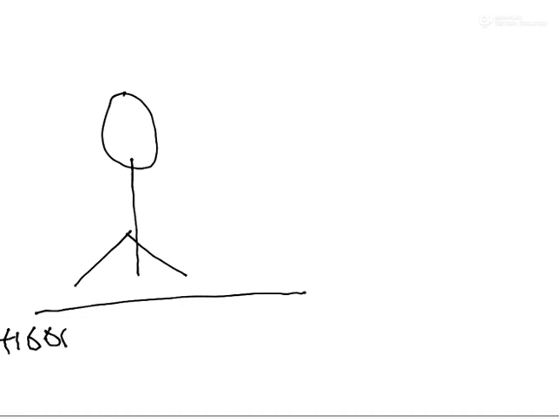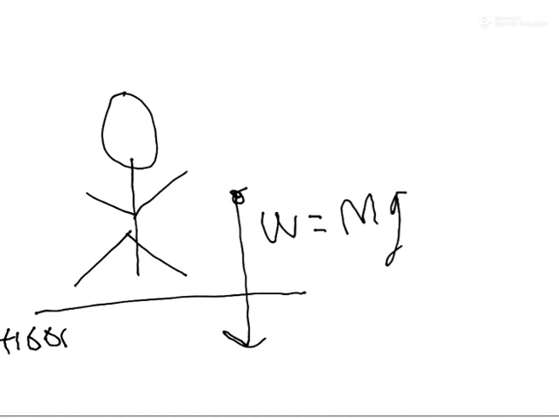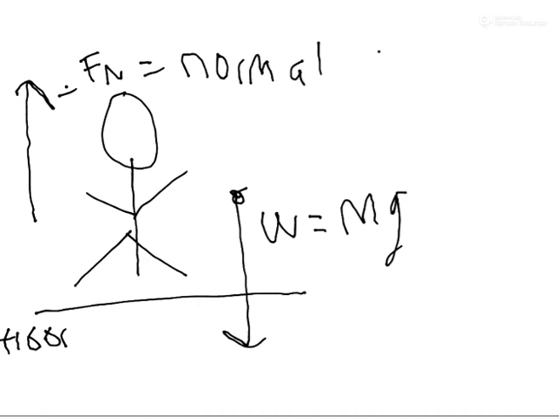So somebody is standing on the floor right here. Well, the forces that are acting are their weight. So the weight, W equals mg, is pulling them towards the floor. But at the same time, there's also something called the normal force, which is represented as Fn. So the normal force is actually the floor pushing up at you.